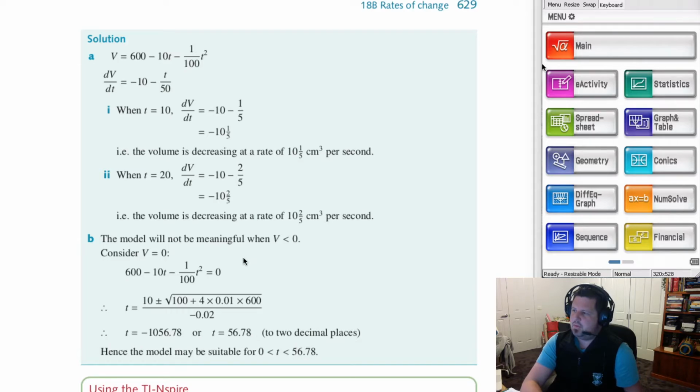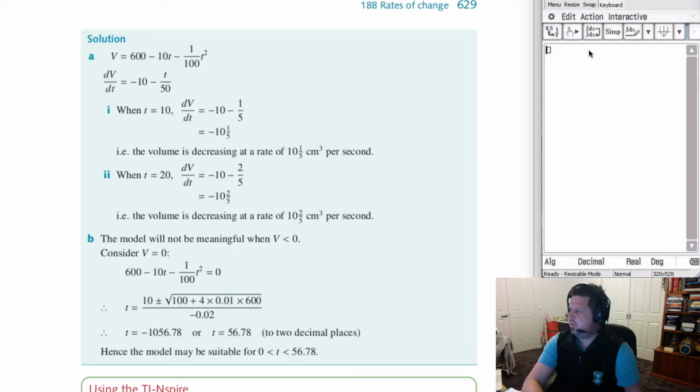Again, because only meaningful values are going to be where the volume is greater than 0. We're not looking at negative volumes and negative times. What we are expecting is the solution t being equal to 56.78. Alrighty, now again, we can do the same sort of thing on the calculator. So let's check out how you could do this type of thing on the calculator.